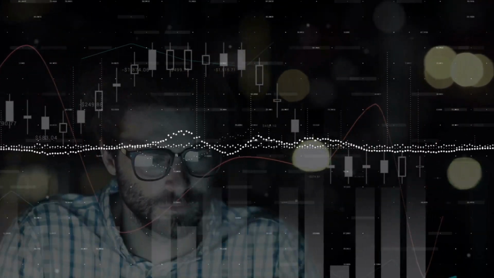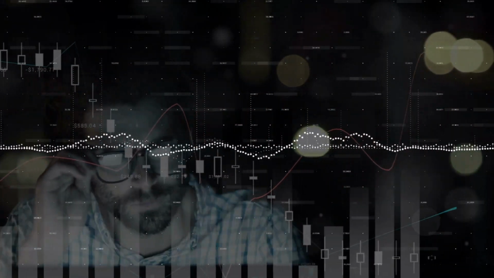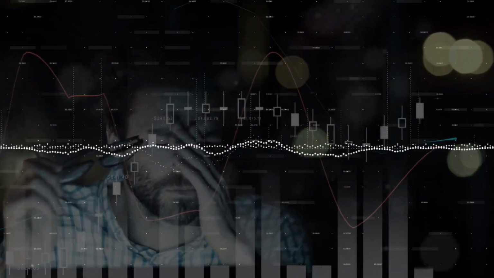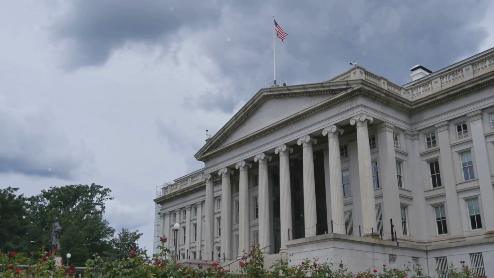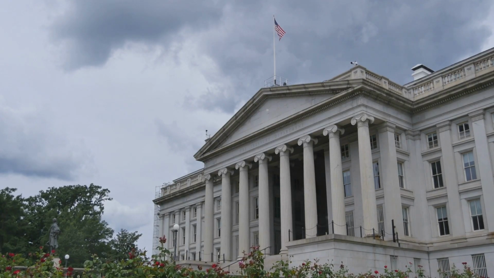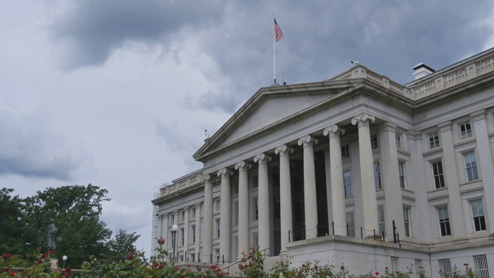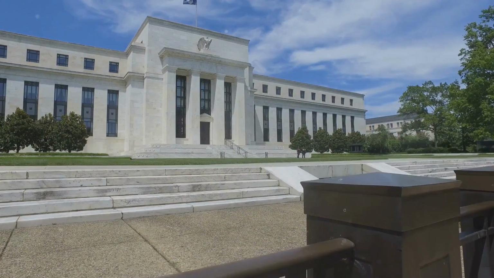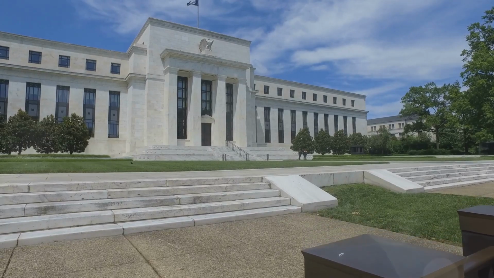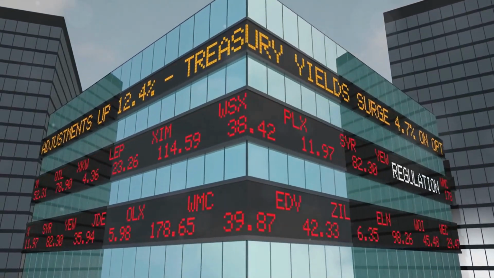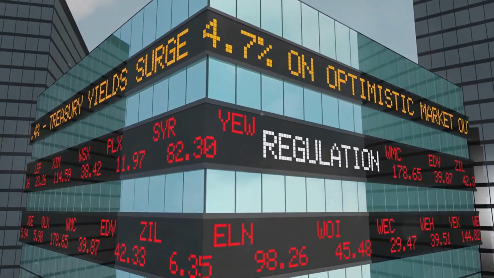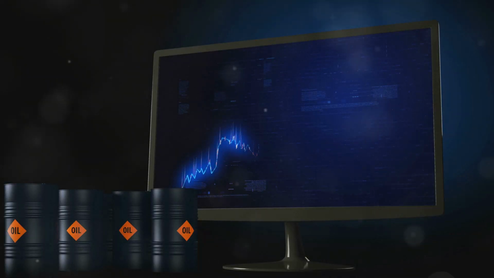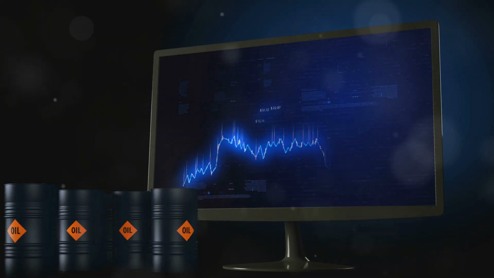Factors influencing the yield curve include interest rate expectations, inflation expectations, economic growth, and risk appetite. Interest rate expectations: the shape of the yield curve often reflects investor expectations about future central bank policy, like the Federal Reserve in the US. If investors expect interest rates to rise, the yield curve will steepen. If they expect rates to fall, the yield curve may flatten or invert.